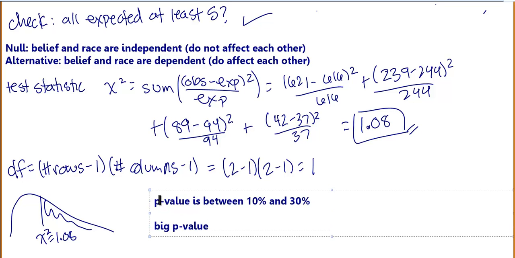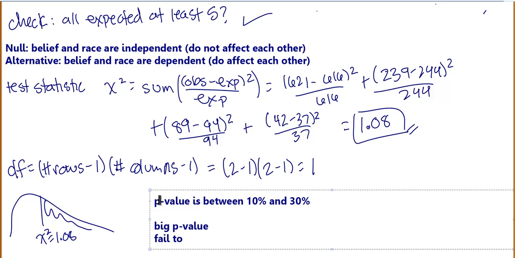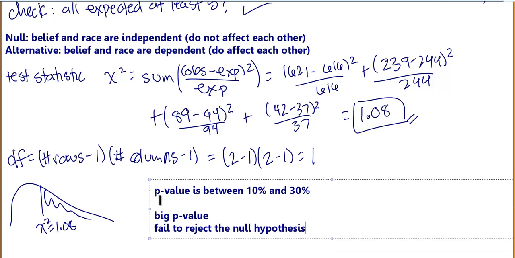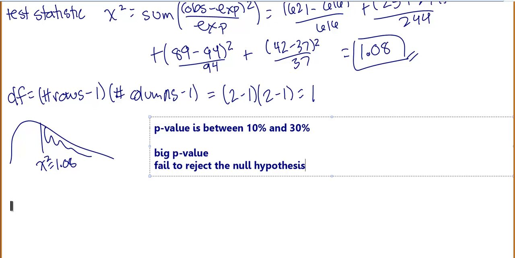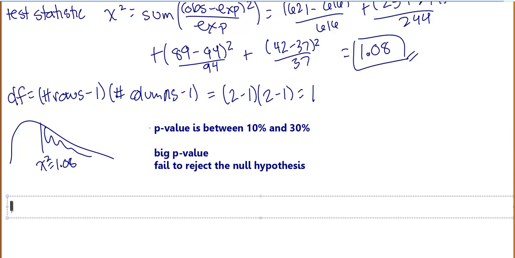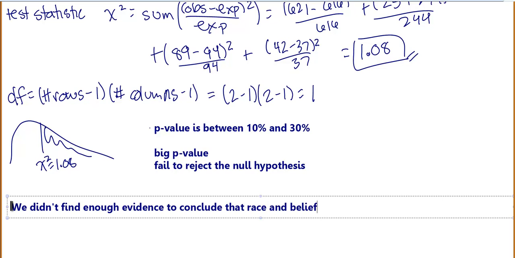And once again, it's just a coincidence that all the p-values in this movie have been big p-values. So we failed to reject the null hypothesis. And so we didn't find enough evidence to conclude that race and belief in afterlife affect each other. Now this would be another one where it's obvious which one would be affecting which.